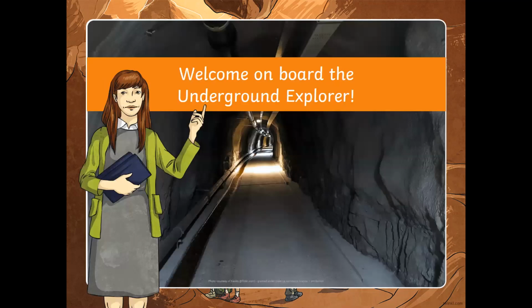Now close your eyes and imagine you are being lowered down through the sinkhole and I am your tour guide. Ladies and gentlemen, welcome on board the Underground Explorer. We start our journey today in the topsoil. If you look to your left, you will see the roots of various plants, including grasses and flowers. The roots grow here to absorb water from the topsoil.